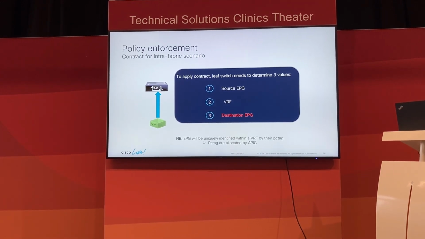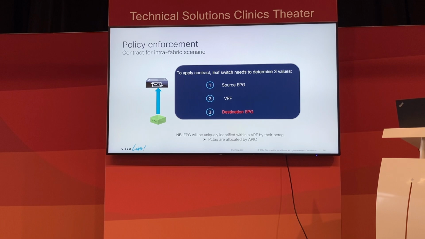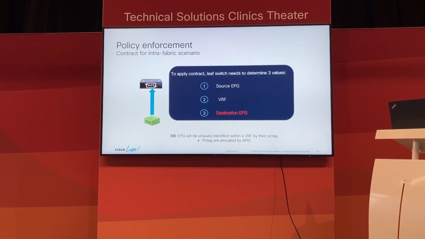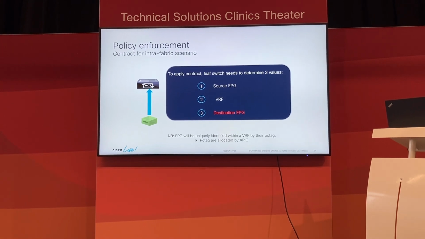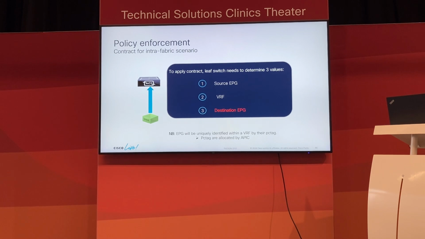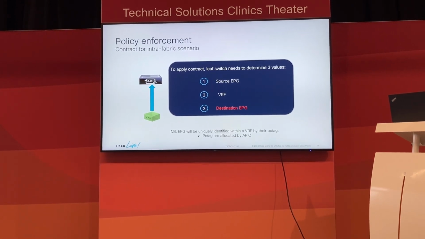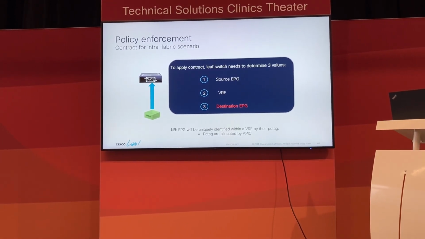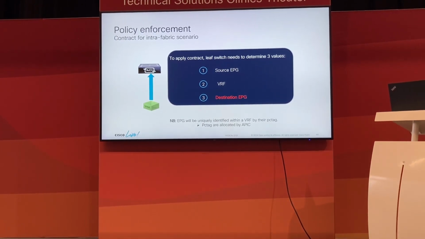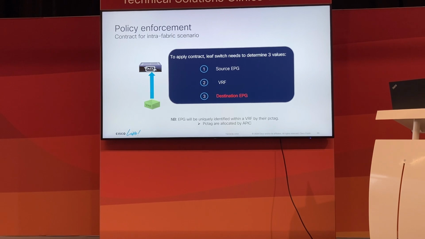The third one is the destination EPG. This one can be a bit more challenging, and we will see this in later slides. Note that when I state source EPG, destination EPG, I'm actually referring to a specific value that has been allocated for those EPGs, which is called PC tag or S class, depending on where you look. So if you already saw PC tag or S class, now you know that it's actually referring to a specific EPG.